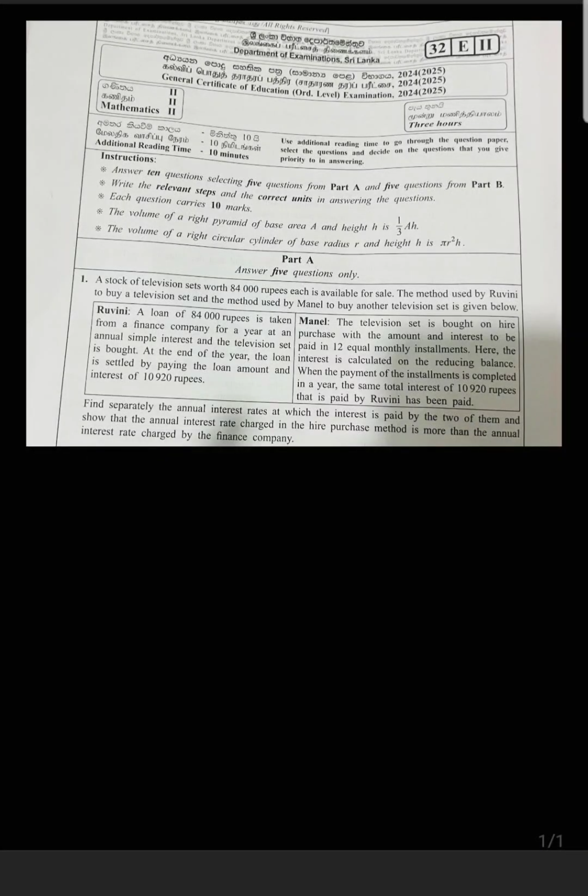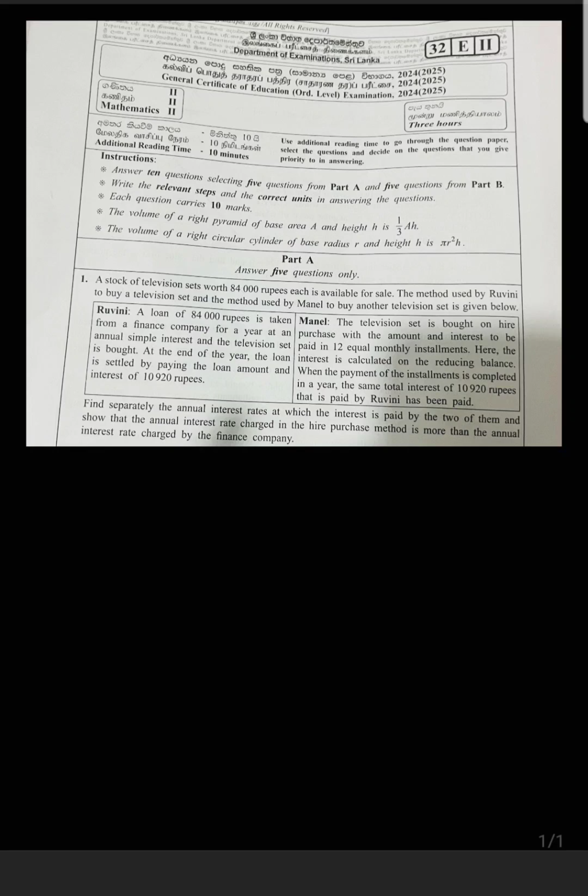Right. In the question, the first question, கொஞ்சம் பாருங்க. Ruvini, they are saying a loan of 84,000 rupees is taken from a finance company for a year at an annual simple interest rate and the television set is bought. At the end of the year, the loan is settled by paying the loan amount and interest of 10,920 rupees. So they are giving the direct interest here.